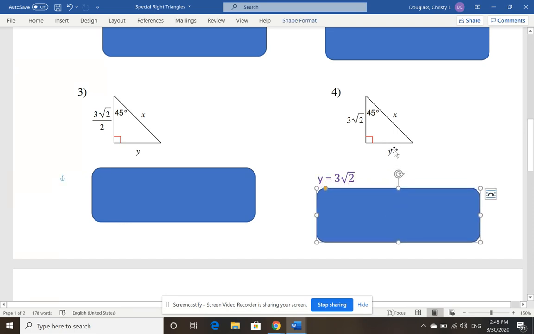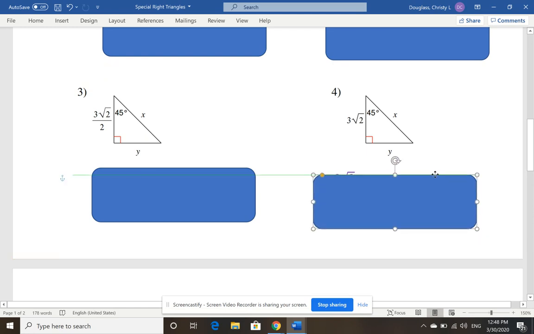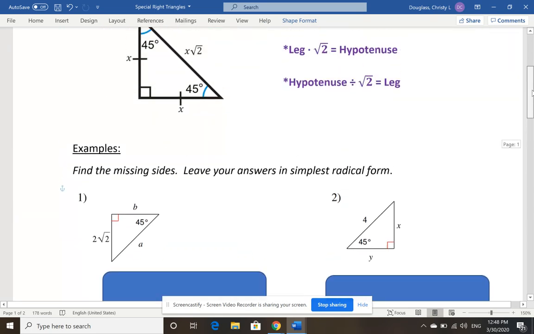We know that if you know the leg, and you're trying to find the hypotenuse, which is larger, you're going to multiply by the square root of 2. So I'm just going to take 3 square roots of 2, and I'm going to multiply by the square root of 2. Again, the radicals get to do math together, so the 2's get to multiply. But the square root of 4 is just 2, and 3 times 2 is 6. All right, so that is an example of how you can find missing sides of a 45, 45, 90 triangle.